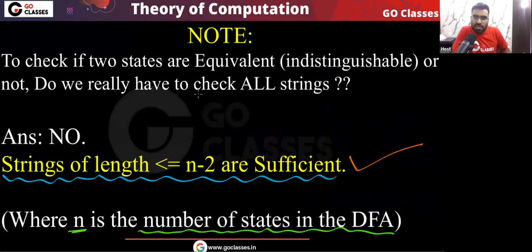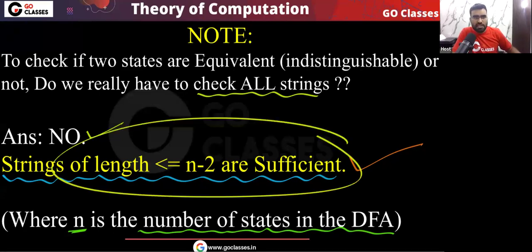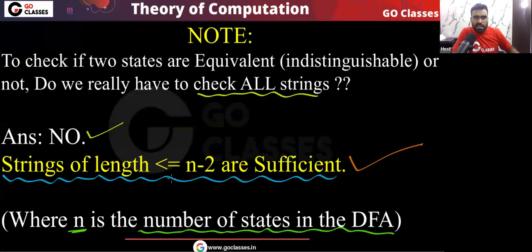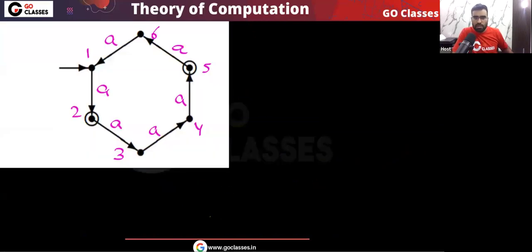You don't have to check all the strings. You only have to check strings of length at most n minus 2. For any two states, you have to check the strings of length at most n minus 2. That's it. These strings which have length less than or equal to n minus 2 are sufficient. So here you can easily see that states 2 and 5 are equivalent.